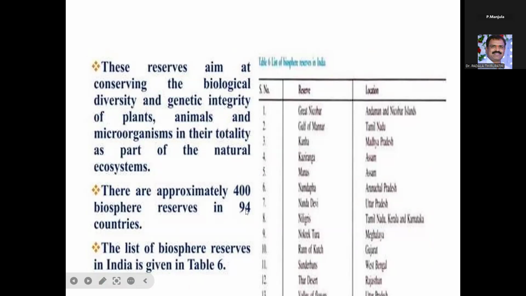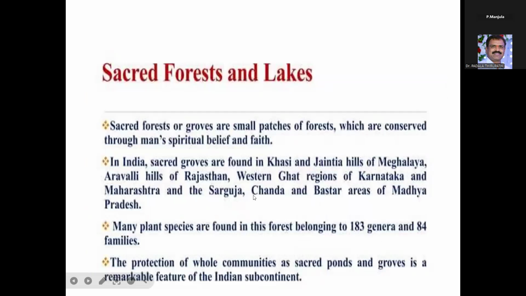There are approximately 400 biosphere reserves in 94 countries. The list of biosphere reserves is not clear here, so I will share it later. The next topic is sacred forests and lakes.